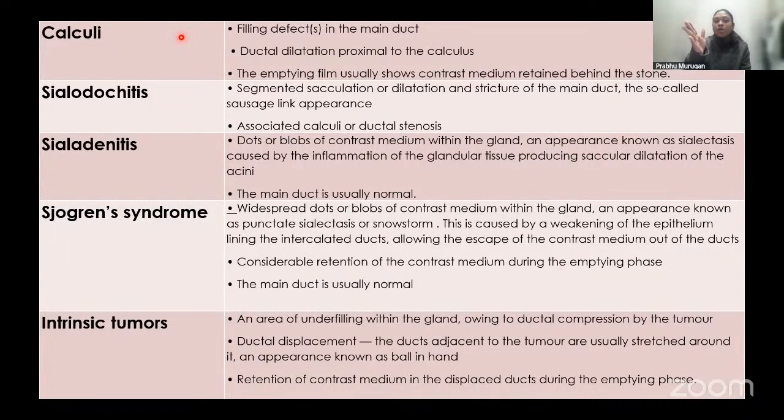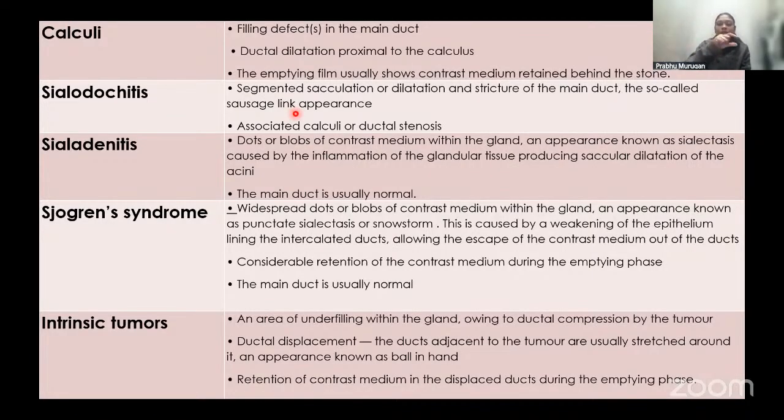So there will be blockage of the fluid within the duct wherever there is a sialolith placed. So what will happen? The ductal dilatation will be there beyond that particular calculus. So this is how it will appear. In case of sialodochitis, which is nothing but inflammation of the ductal orifice, it will give you something like a segmented sausage link appearance.